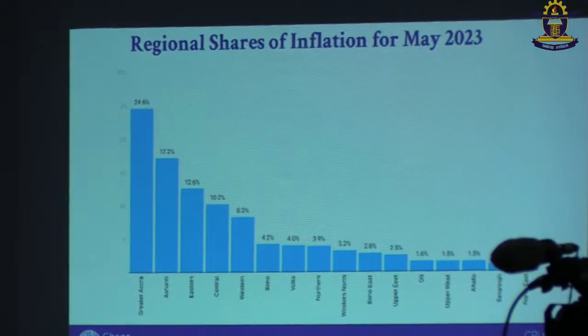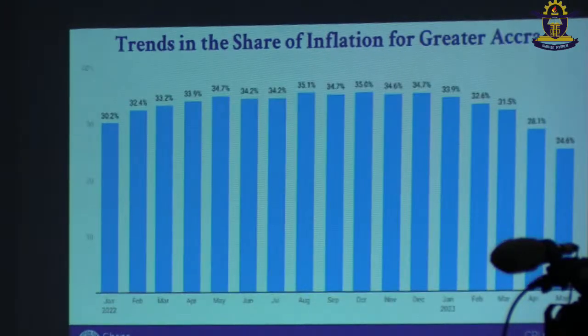From a contribution point of view, for the month of May 2023, Greater Accra region contributed close to a quarter of the overall inflation that was recorded in May 2023, specifically 24.6%. This was followed by Ashanti and Eastern region, contributing respectively 17.2% and 12.6% of the overall inflation that was recorded in May 2023.